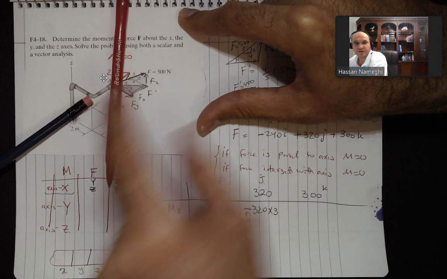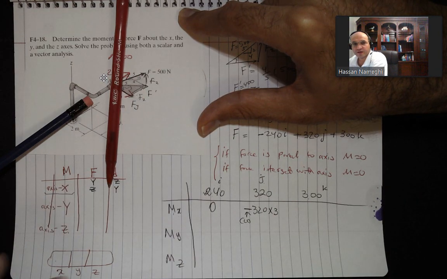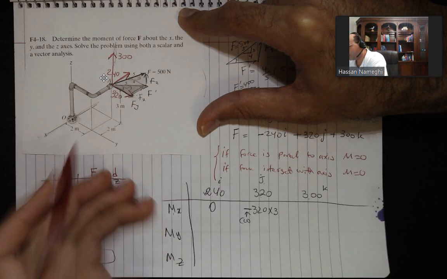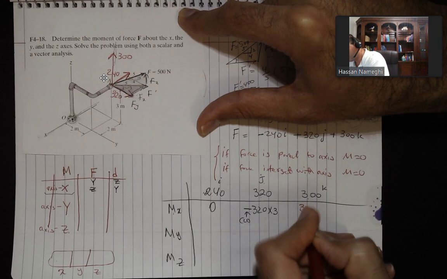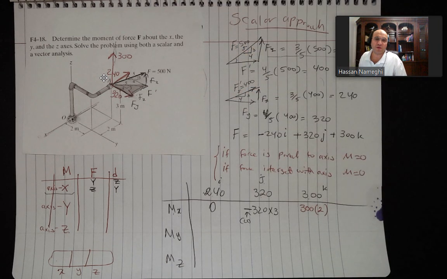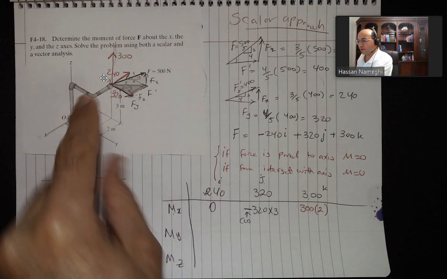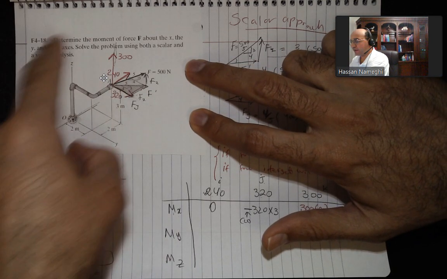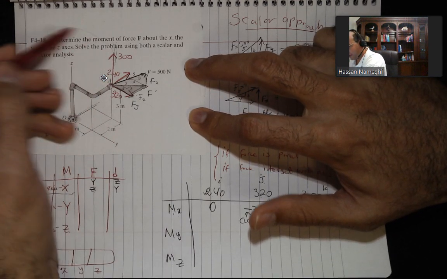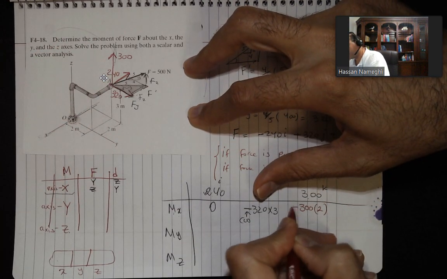Right, the force is on the z. I want to do moment about x-axis. Your distance will be on the y, and the y distance is 2. So it will be 300 times 2. The question I have for you, is this clockwise or counterclockwise? Look at the 300 and then you want to rotate about the x-axis. You rotate like this, right? You rotate counterclockwise, exactly. Very good, counterclockwise.